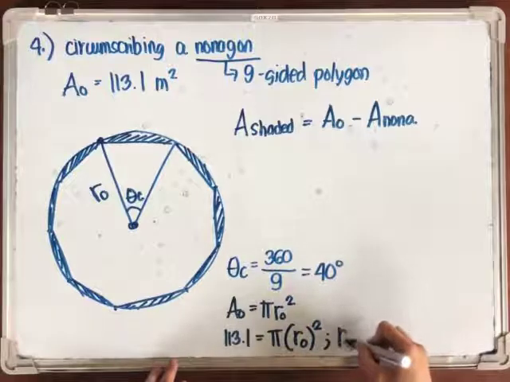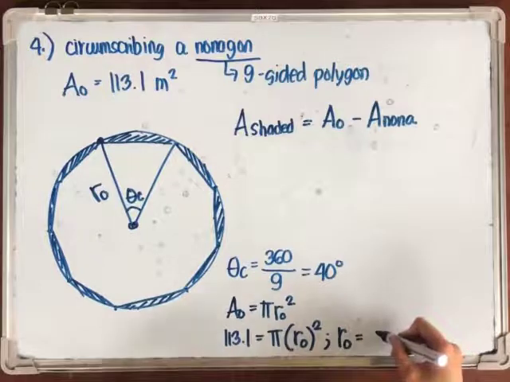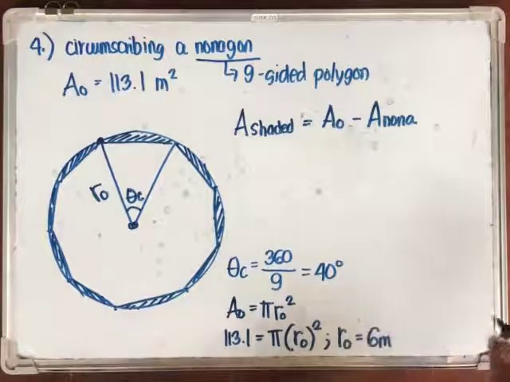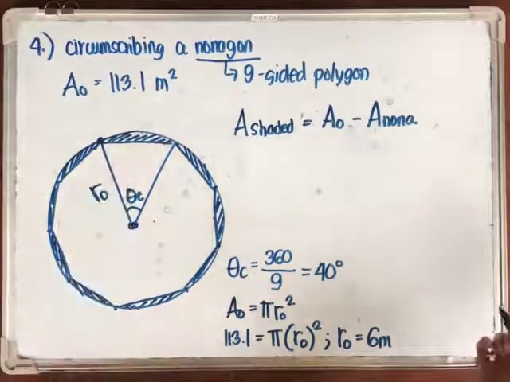Times r sub o squared. Okay, we can get r sub o here. How much is our r sub o? Okay, when you compute that, that is approximately 6 meters. R sub o now is also the side of this triangle here.